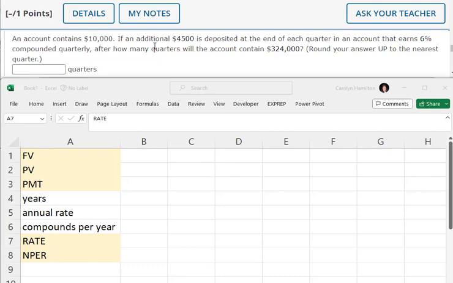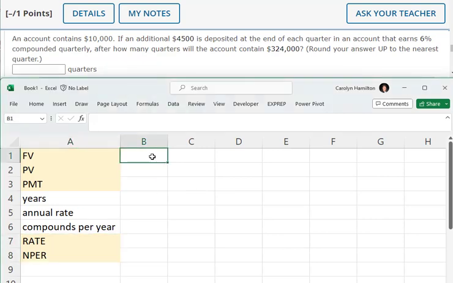An account contains $10,000. An additional $4,500 is deposited at the end of each quarter. The account earns 6% compounded quarterly. After how many quarters will it contain $324,000? Round your answer up.